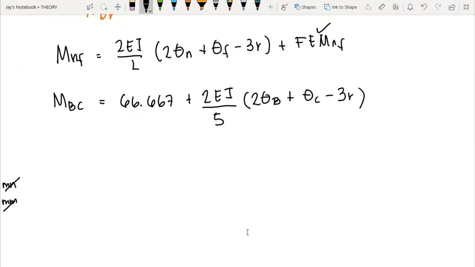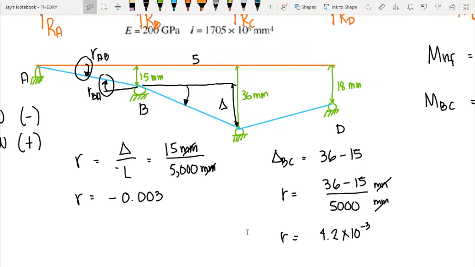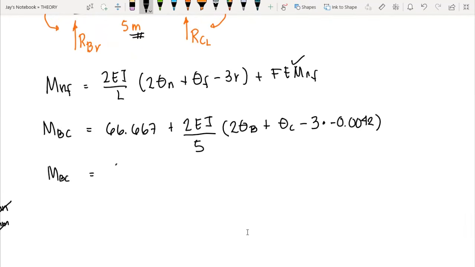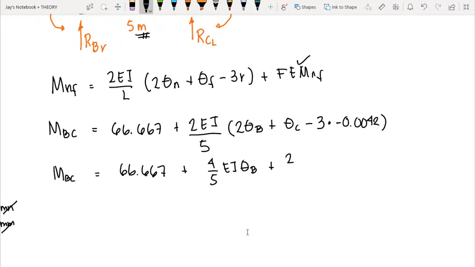So let's change this R here. Now the sign is negative because the rotation is in the clockwise direction, so that is negative in value. So we have negative 0.0042. So we simplify it further. We have MBC is equal to 66.667 plus 4 over 5 EI theta B plus 2 over 5 EI theta C.